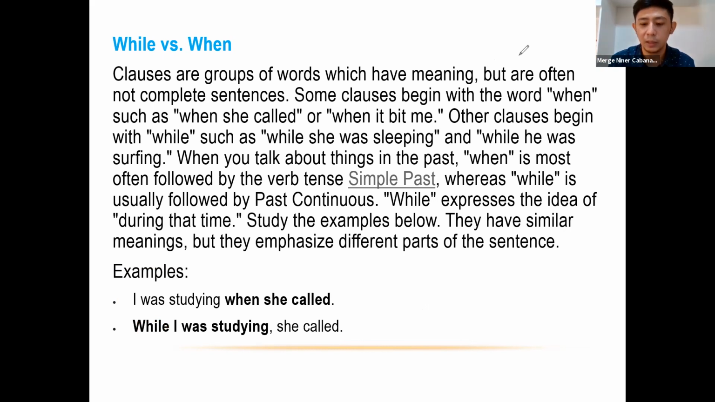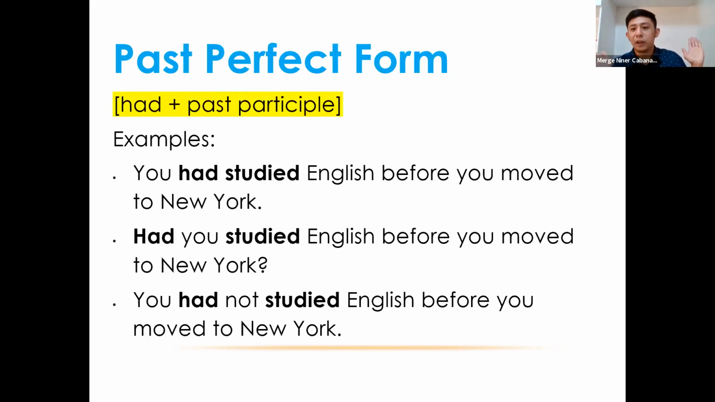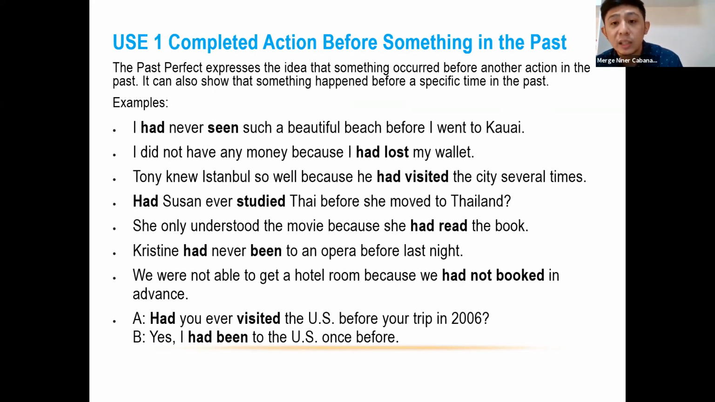Okay, remember that, people. Now, past perfect form. Had plus past participle. You do not use has and have anymore because that is for the present perfect form. There's only one word that can be used here, which is had. Had plus past participle. I've taught you about the past participle. Had been, had become, had observed, had seen, had watched, had taken, had eaten. All right? So we use it for completed action before something in the past.